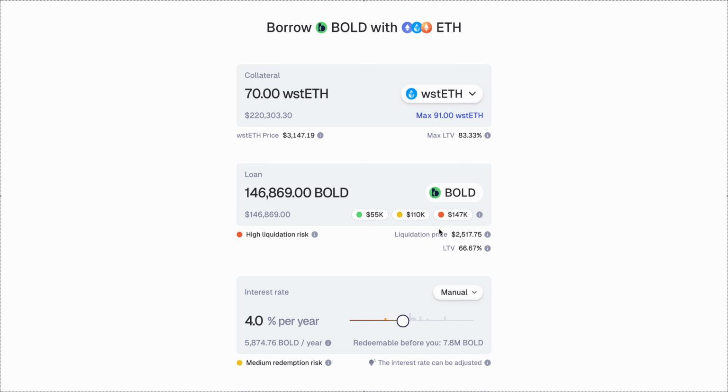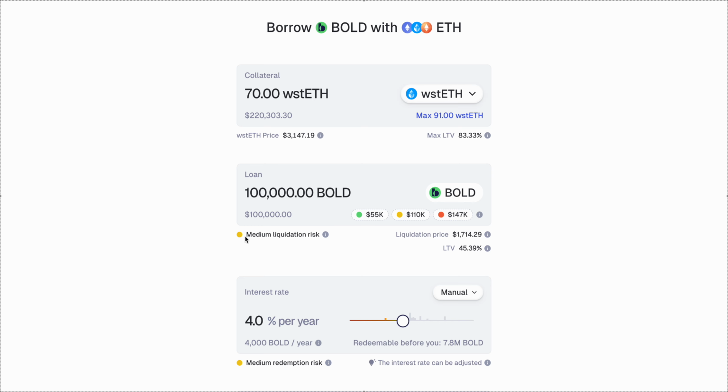To reduce that risk, you just reduce your borrowable amount, and you see that the liquidation price drops with it. Let's say that we are comfy at around 100k. So this process is familiar to anyone who ever used a CDP or a lending market.